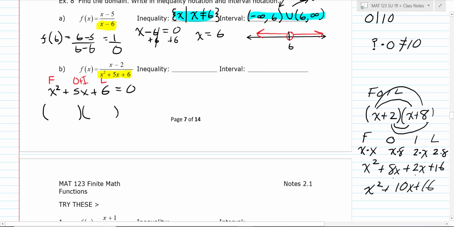So what we do is we draw 2 parentheses. And the first term's easy. That's got to be x and x. It can't be anything else because x times x is x to the second. Now the last term, there's 2 possibilities. It can either be 1 times 6 or it could be 2 times 3. All right, and you just have to try one. And what you're trying to do is see if you can make these add up to 5x.